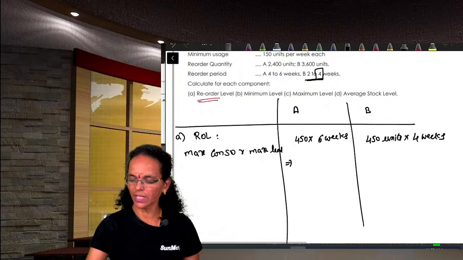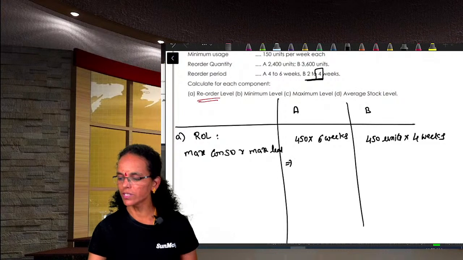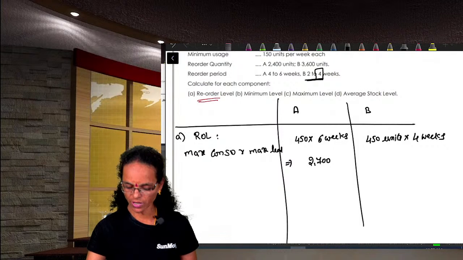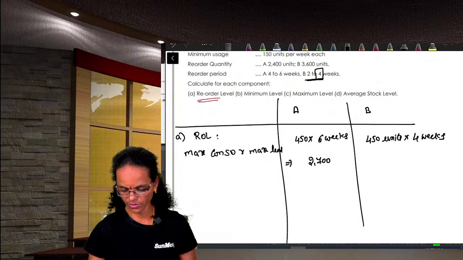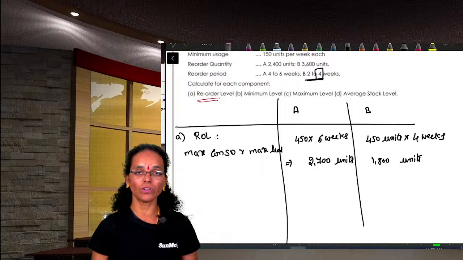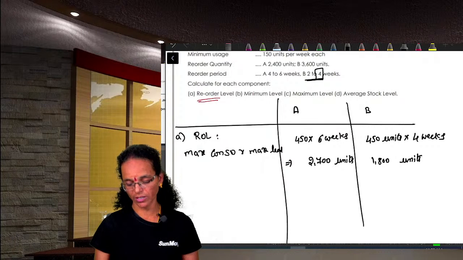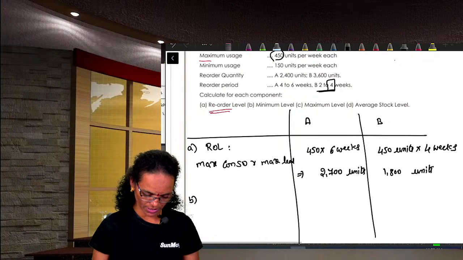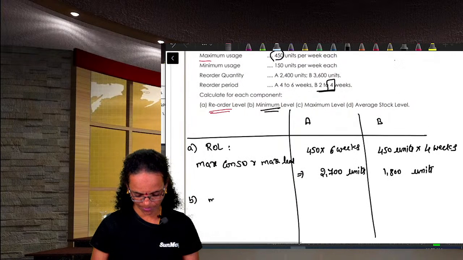So, take the calculator. 450 into 6, that is 2700 units. 450 into 4, that is 1800 units. If it is given in units, you write units. If it is given in kgs, you write kgs. Next, come to minimum level.